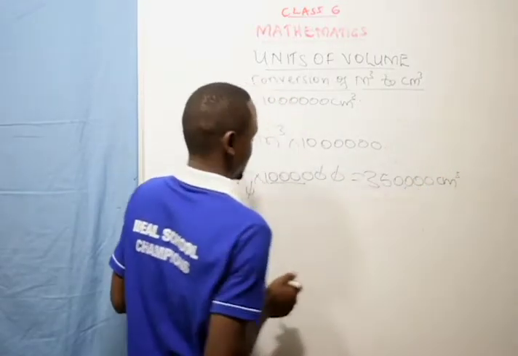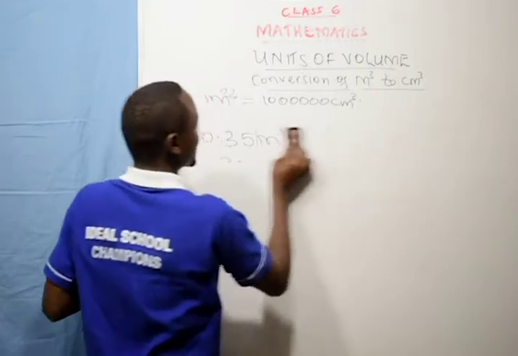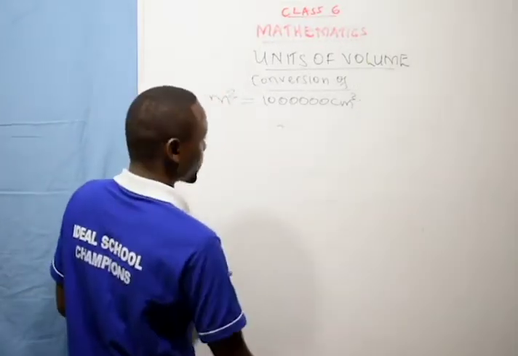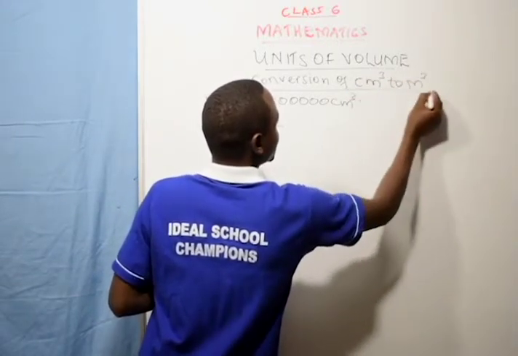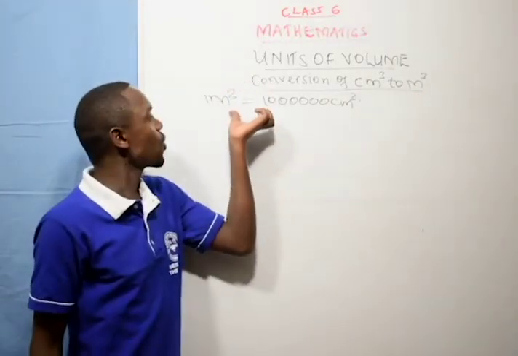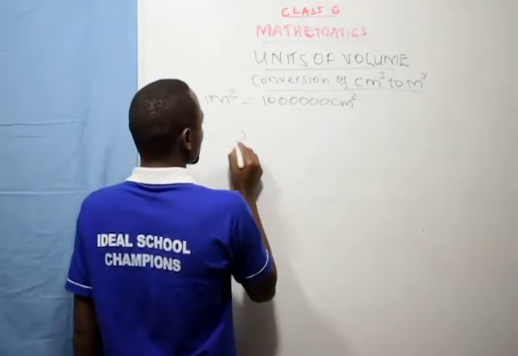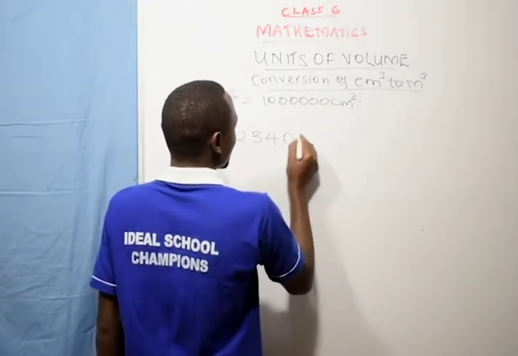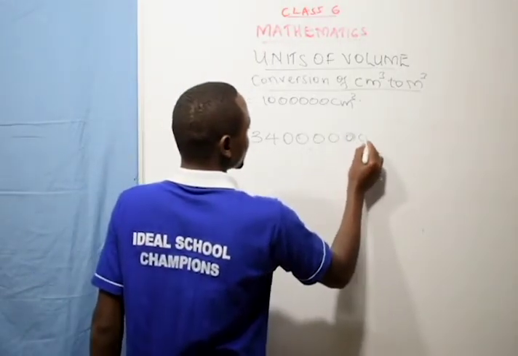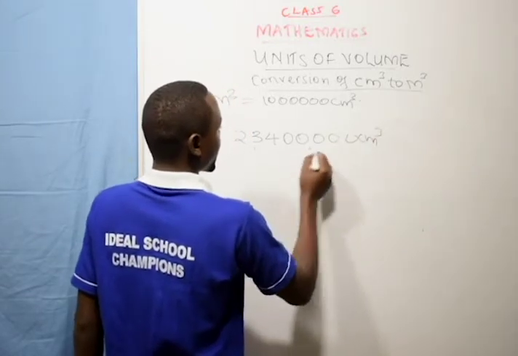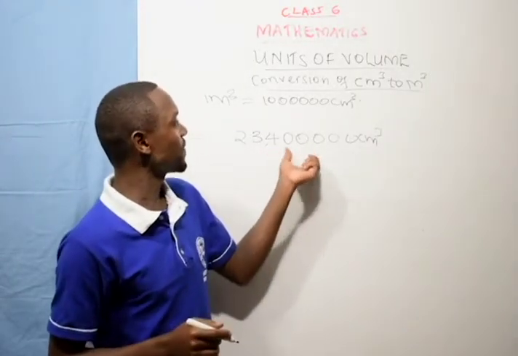cubic centimeters. The same applies when converting cubic centimeters to cubic meters. We still have the same relationship, that 1 cubic meter is equivalent to 1 million cubic centimeters. Then we are told the volume of a cube is 23,400,000 cubic centimeters. Convert this one to cubic meters.